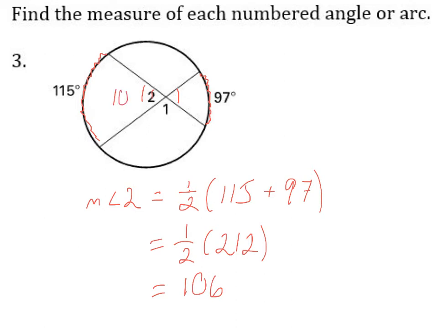Now, as soon as I get the measure of angle 2, as I said, I can solve for the measure of angle 1. Let's clean this up a little bit. So, as I said, angle 2 is 106. 1 and 2 together form a linear pair, so they're going to add up to 180. So all I'm doing is 180 minus that 106, which is going to leave me with 74 for angle 1.